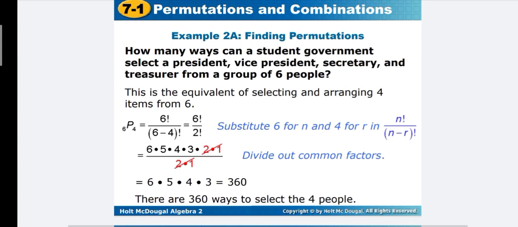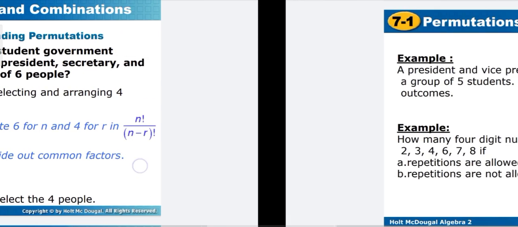Okay, so kenapa dekat sini kita gunakan without replacement? Sebab kalau dah jadi presiden, takkan nak jadi lagi vice president. So this situation is suitable for without replacement situation.